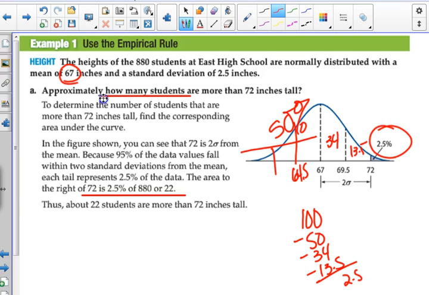Now, they want to know actually how many students that is. Well, if we say 2.5%, that's 0.025, right? Of how many students were we talking about here? So they multiplied by 880 and got about 22. Does that work out? Did someone type it? 0.025 times 880? I think you have to round to the nearest whole number. It does? Okay, I'm just kidding.